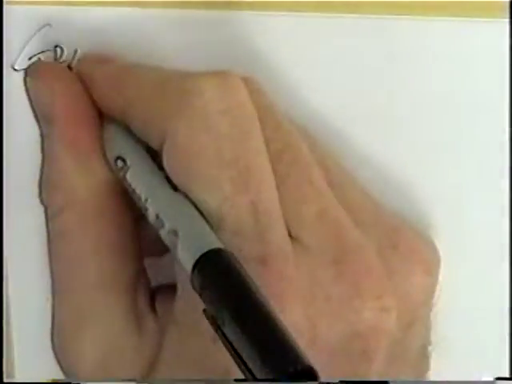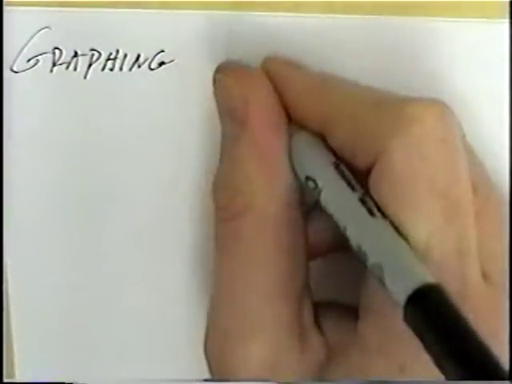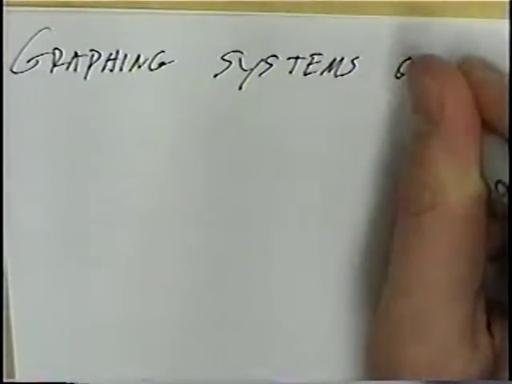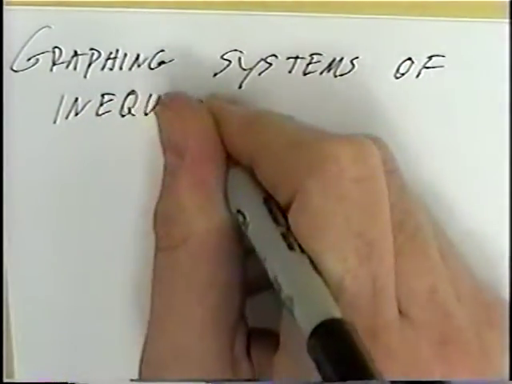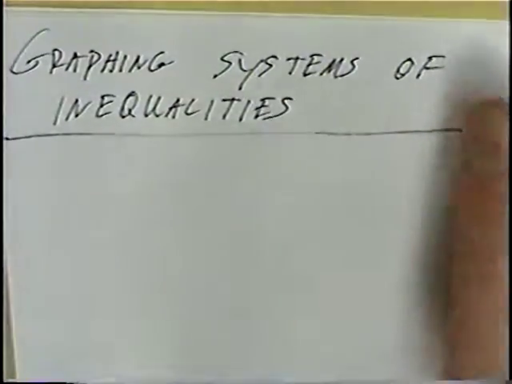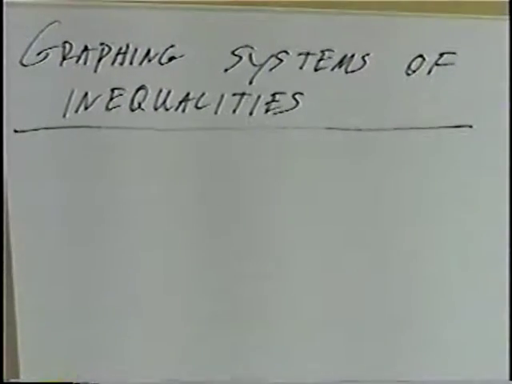Title of the last section today is Graphing Systems of Inequalities. In this section, we'll graph systems of inequalities, or 2 or more inequalities on the same graph.